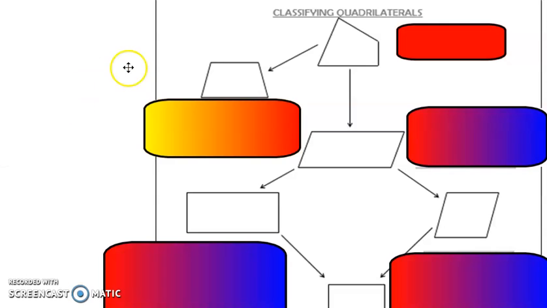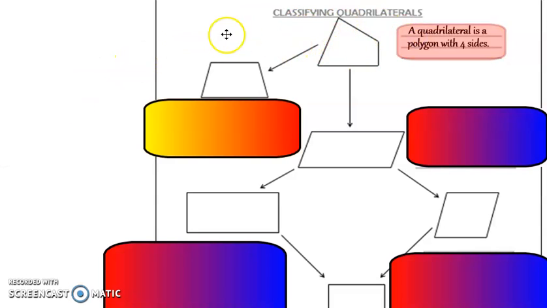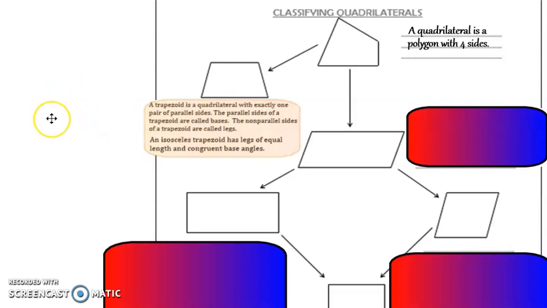So now let's look at classifying some quadrilaterals. A quadrilateral is just any polygon with 4 sides. There are some special types of quadrilaterals that we're going to talk about in this video. The first quadrilateral we're going to talk about is a trapezoid. A trapezoid is a quadrilateral with exactly one pair of parallel sides.